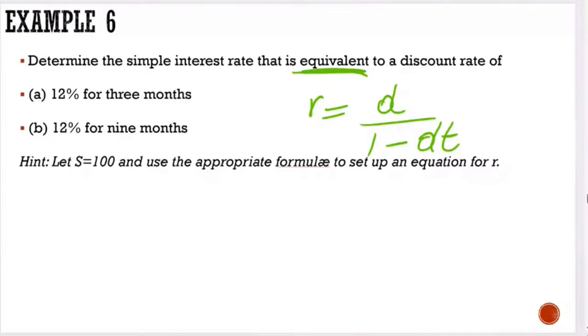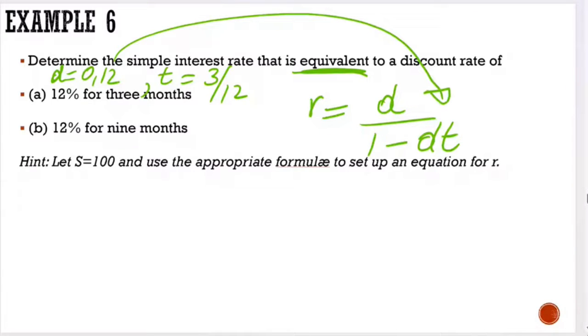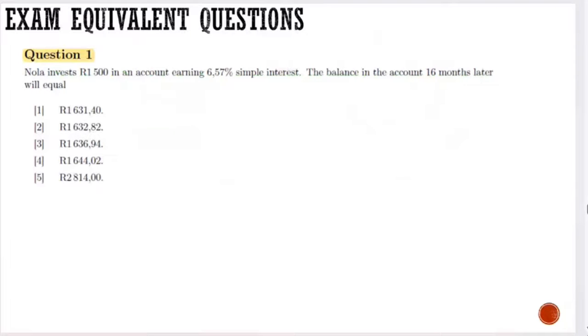Okay, so now once you've got this, you are given your discount rate is equal to 0.12, and then you are given your time. Your time is equal to 3 over 12. That's the first one. So you've got everything. So what you do, you take these things and then you substitute here, and then you get your equivalent interest rate. Okay, similar with 12%. I am not going to go through the calculation, but what I want to highlight, how do you read the keywords on your questions? Okay. Now let us start with one of our equivalent questions.